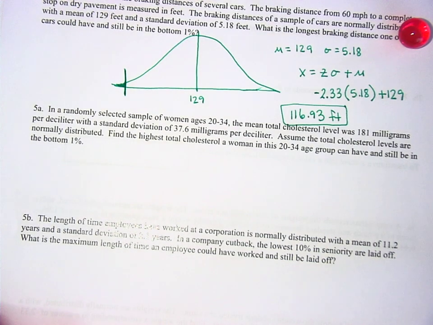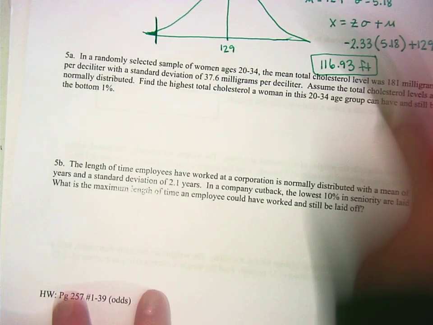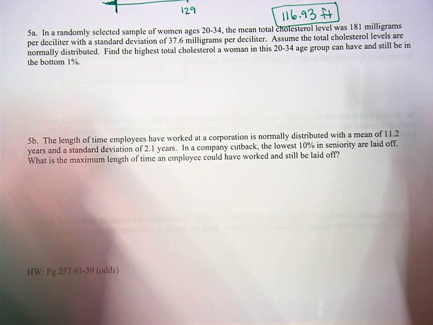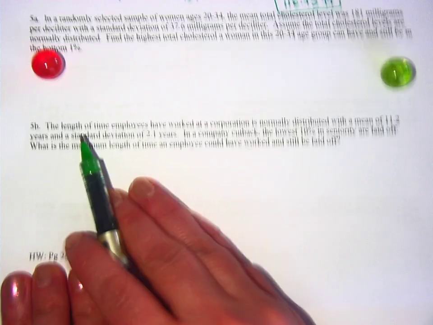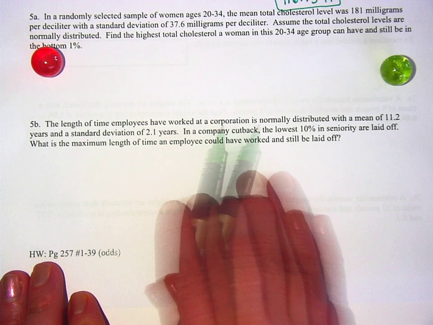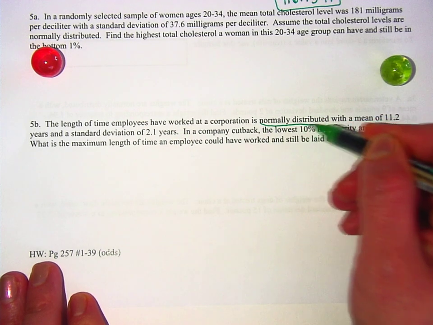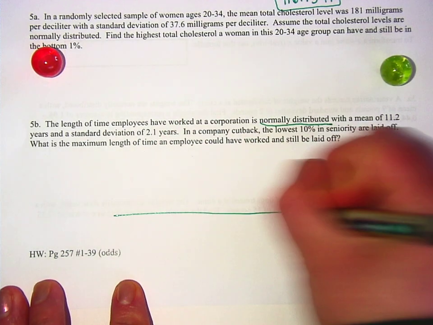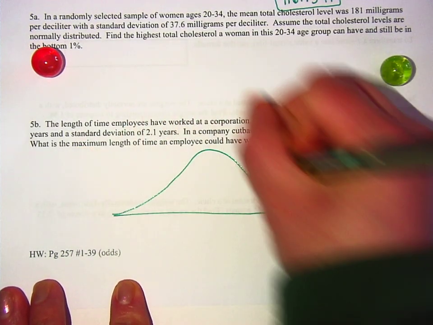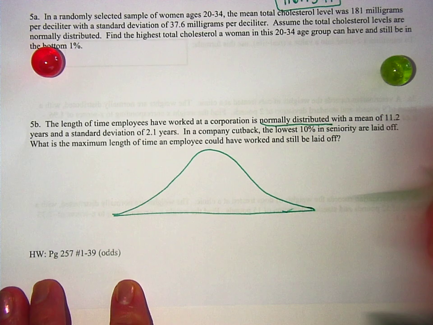The length of time employees have worked at a corporation is normally distributed. All right, I want you to pretend right now. Imagine you're taking the AP test. Oh, it's so scary. When you're reading this, you see that the length of time employees have worked at a corporation is normally distributed. When you see normally distributed, what do you think immediately? Bell curve. I would immediately, if I was on the AP test, draw a bell curve so I can start getting it right in my mind.